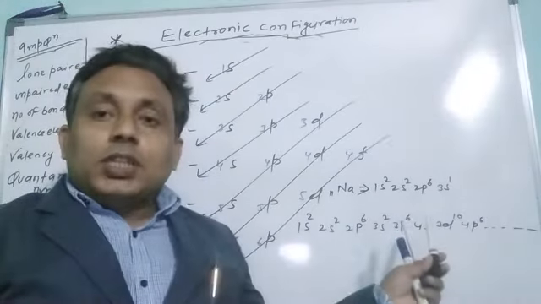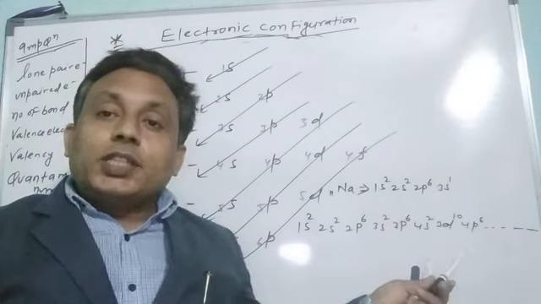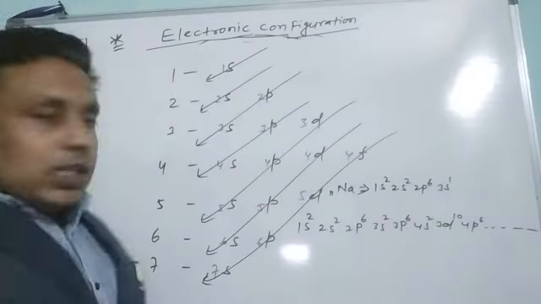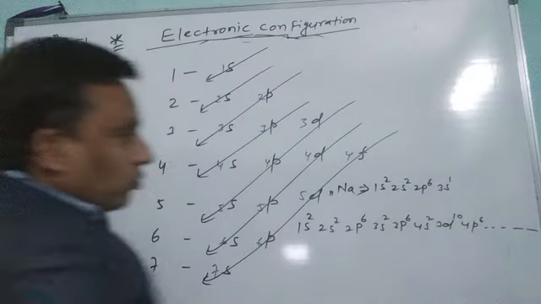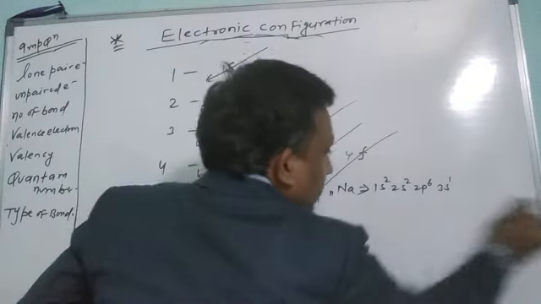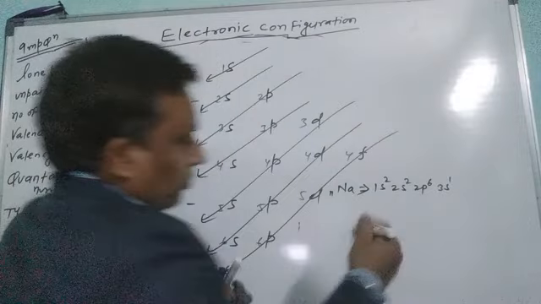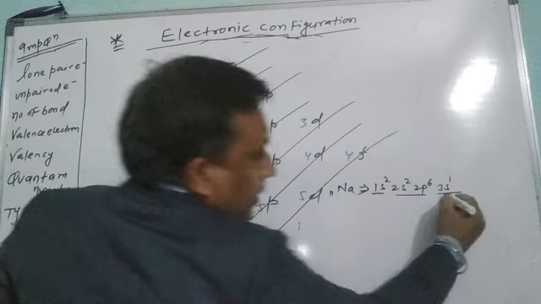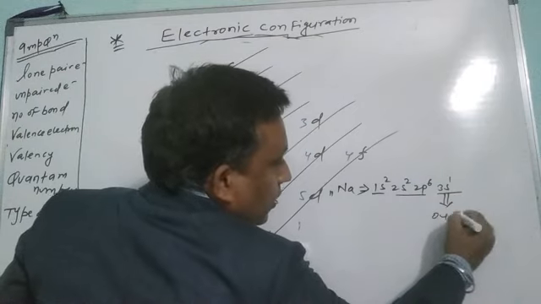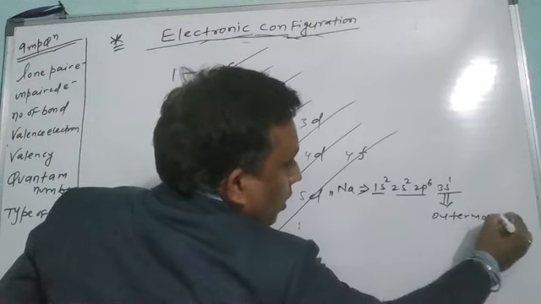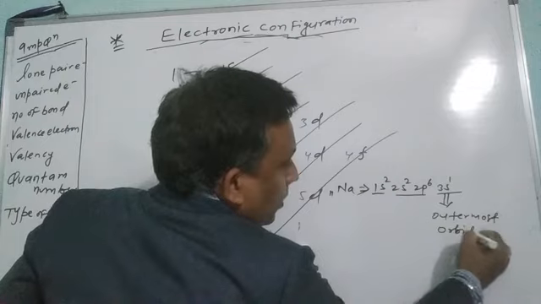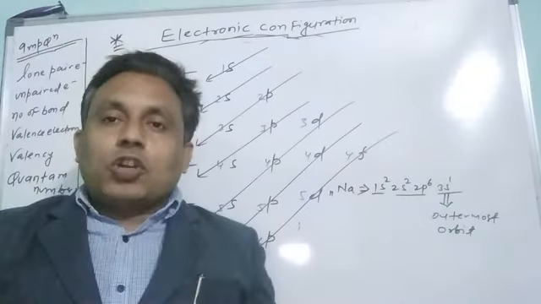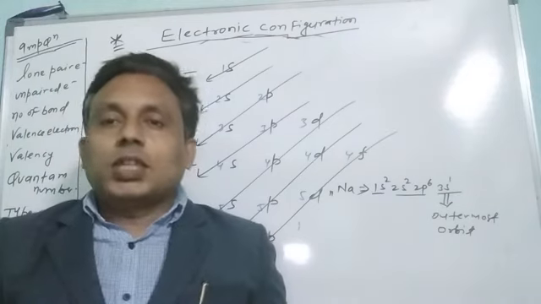The electron present in the outermost orbit is called the valence electron. This is the first orbit, this is the second orbit, this is the third. This is the outermost orbit. Means the electron present in the outermost orbit is called the valence electron.